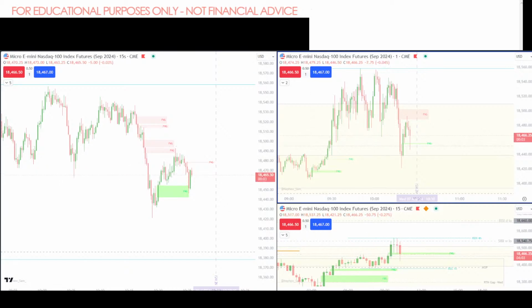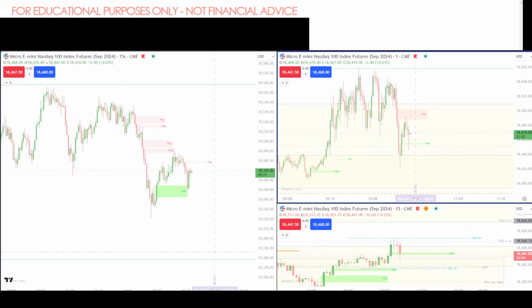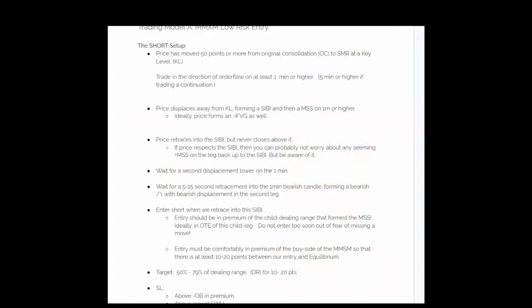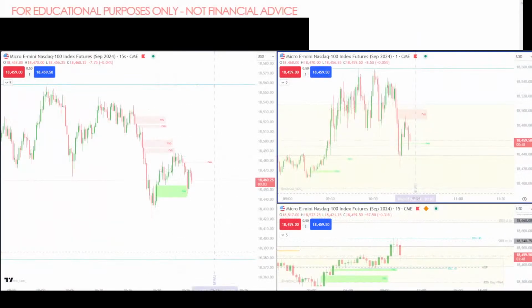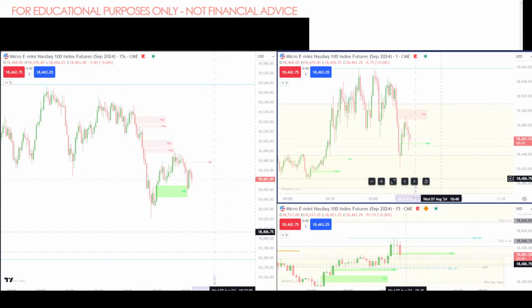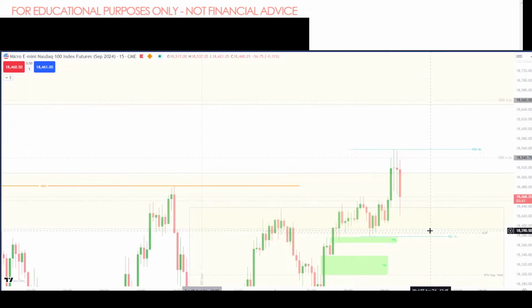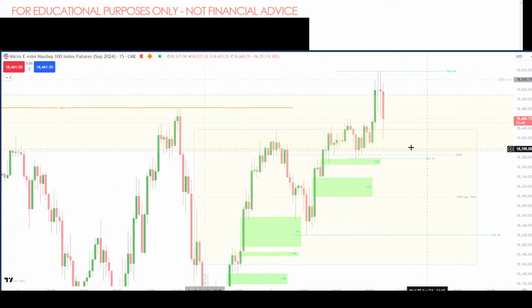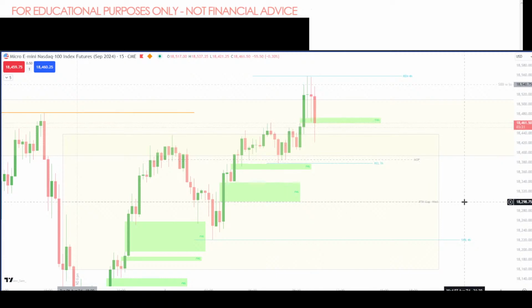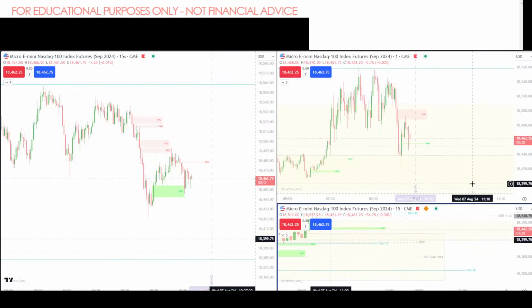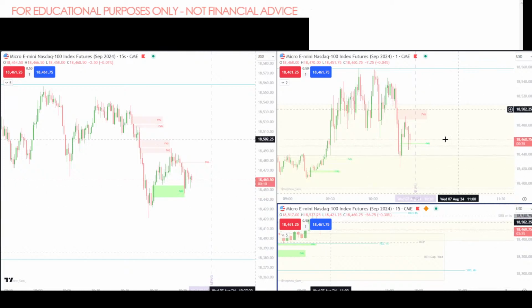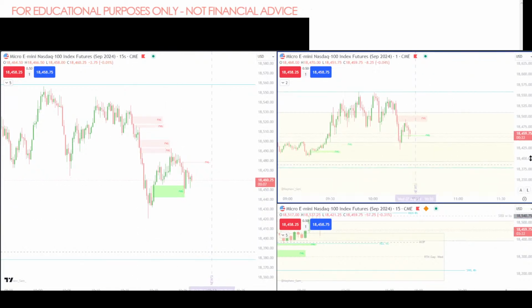Let's go back. All right, so what else we'd want to see? Going back to the rules, we want to see the prices move 50 points more from original consolidation to smart money reversal at a key level. So is that smart money reversal at any kind of key level? Let's look here. Well, we came into this bullish order block. I think that would qualify as a bullish order block. So probably that would qualify as a key level. So the smart money reversal came in at that key level there.